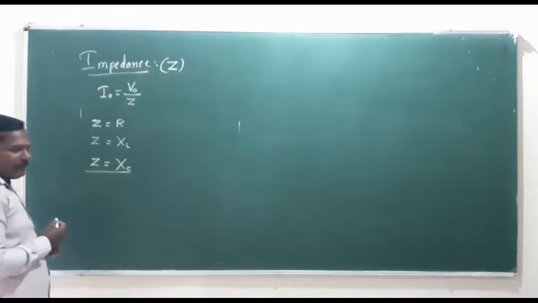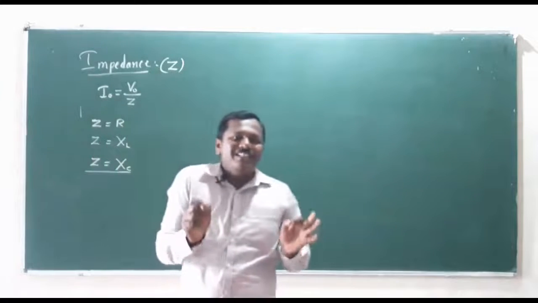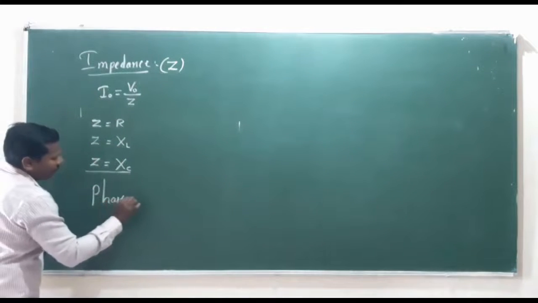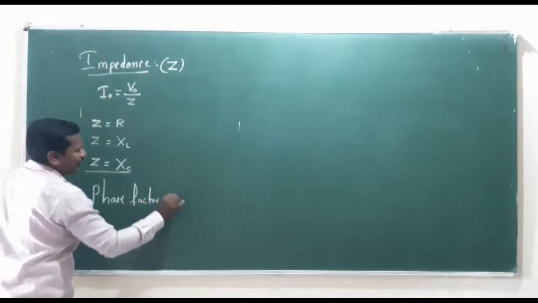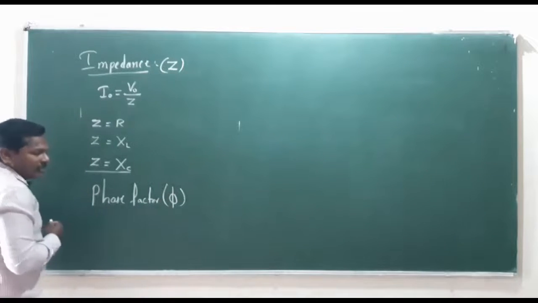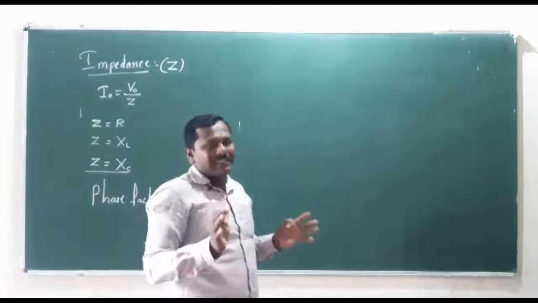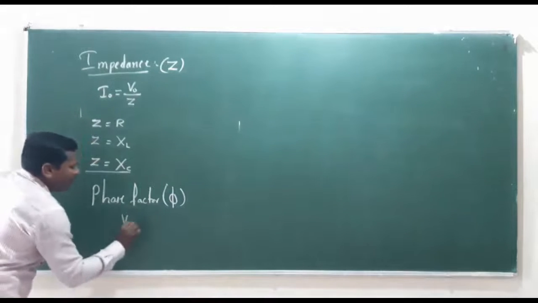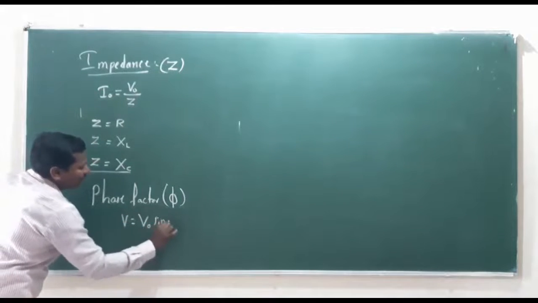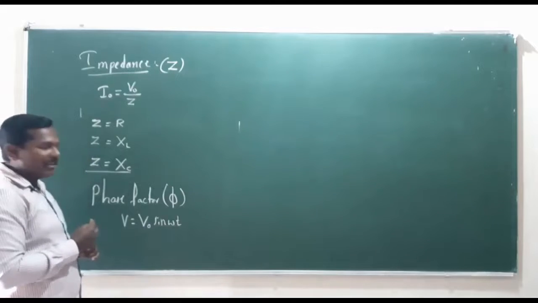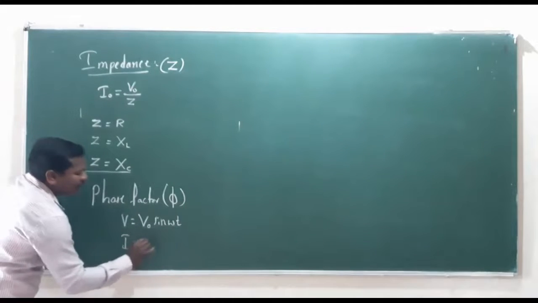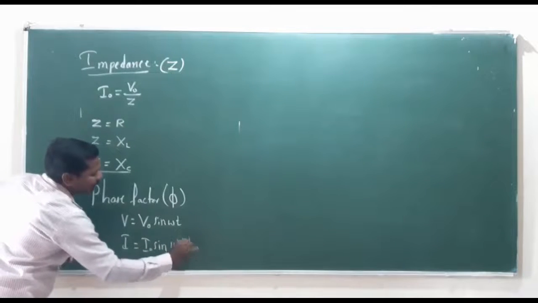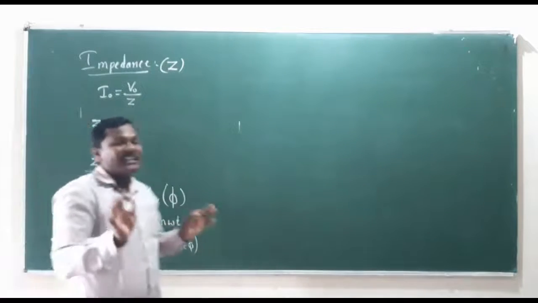Here they explain one more concept, that is the phase factor, which can be represented by φ. We know that the sinusoidal variation of a voltage and of a current can be represented by the expression V is equal to V naught sine omega t, and I can be written as I is equal to I naught sine of omega t plus φ. Here φ represents the phase factor.